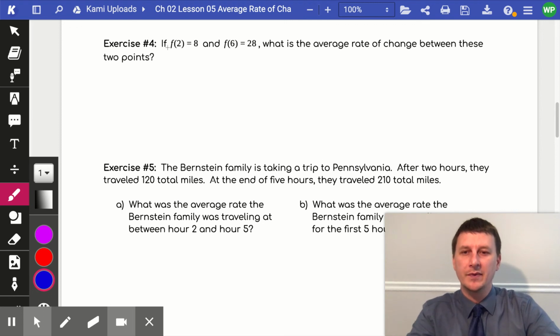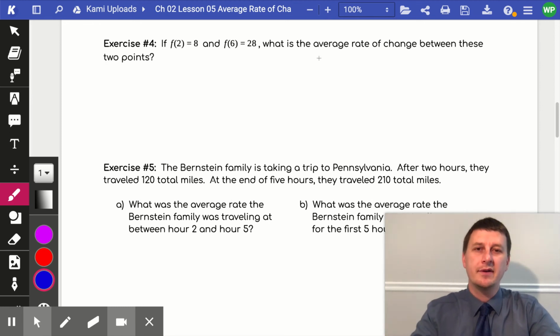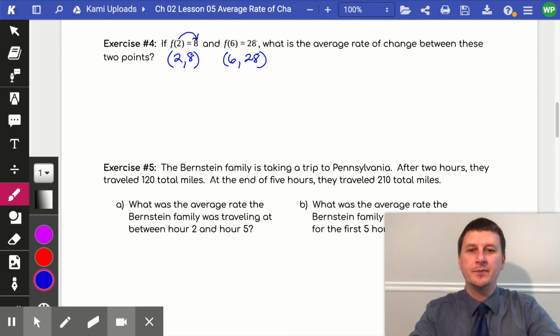Exercise number 4. It says if f of 2 equals 8 and f of 6 equals 28, what is the average rate of change between these 2 points? So we have enough information right off the bat to find our average rate of change because we really know that this is our x value inside these parentheses and it gives us our y value as an answer. So this is really the point, the coordinate point 2 comma 8. Likewise, this one is really the point 6 comma 28.